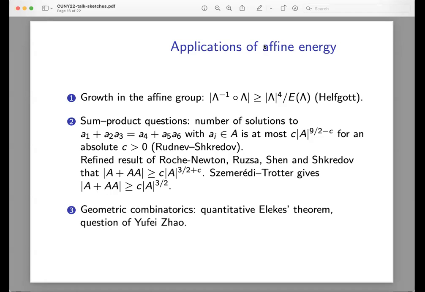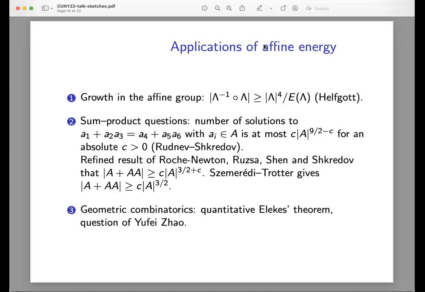And this was achieved by Shkredov and Rudnev, who showed that the number of solutions is at most some constant C times the size of the set raised to the power 4.5 minus this c. And that was, I mean, not some major breakthrough, but it was a definite step, something that I myself had tried and I didn't manage.